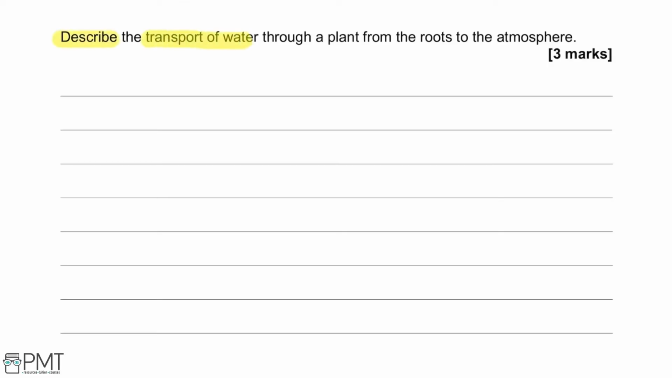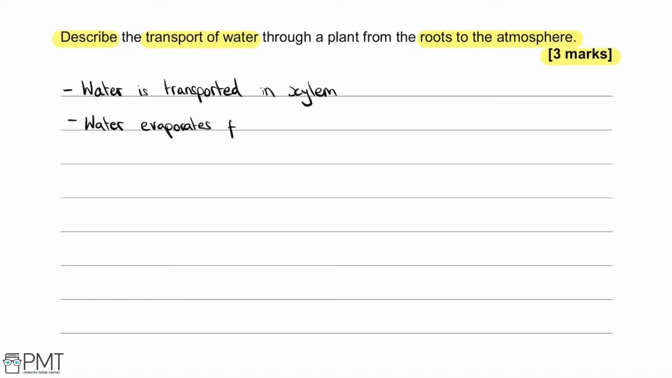Describe the transport of water through a plant from the roots to the atmosphere. And this question is worth 3 marks, so there's 3 points you're going to make. So water is transported in the xylem, and these are hollow dead cells that just go up through the stem of the plant. And then the water will evaporate from the leaves, and the way that it does this is through the stomata, through these little holes on the bottom of the leaf.